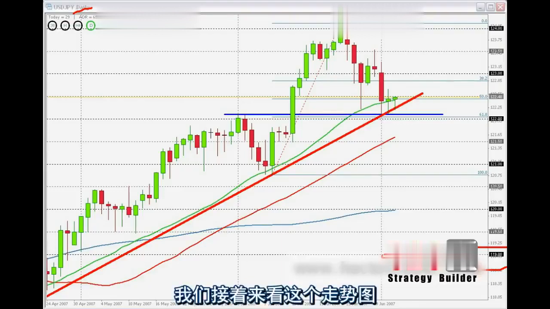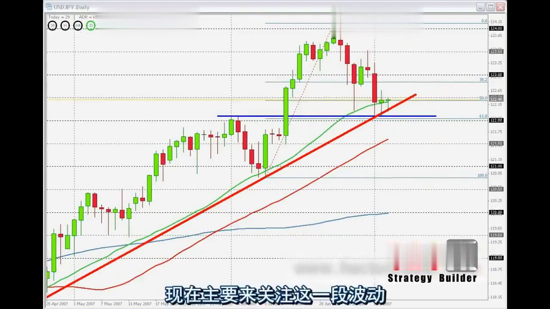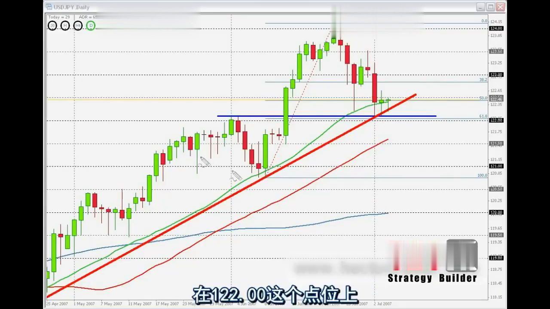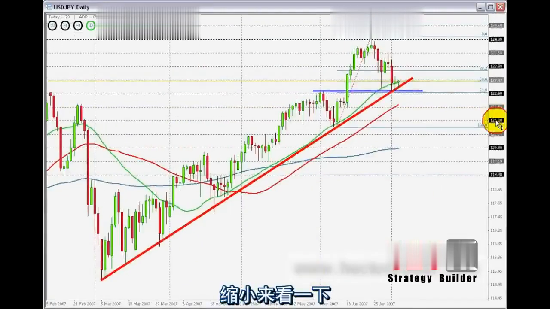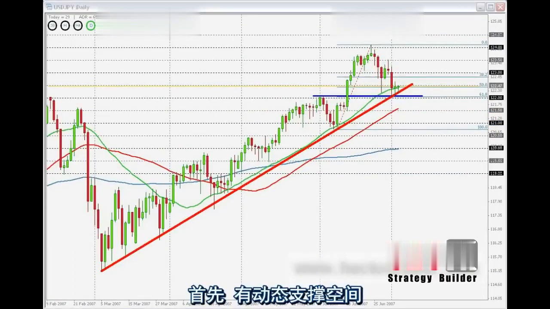All right, let's go back to this chart. We are going to focus on this last swing. As you know, at this precise level, at the 122 area, we have a number of elements of support coming together. Let me zoom out again. First of all, as usual, we have the dynamic area of support between the 30 and the 50.